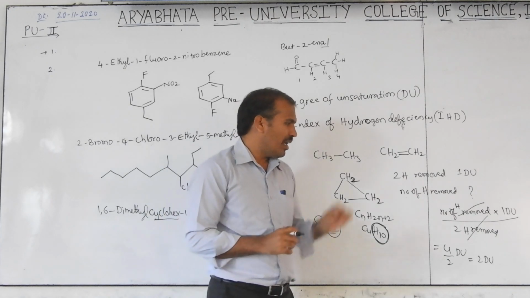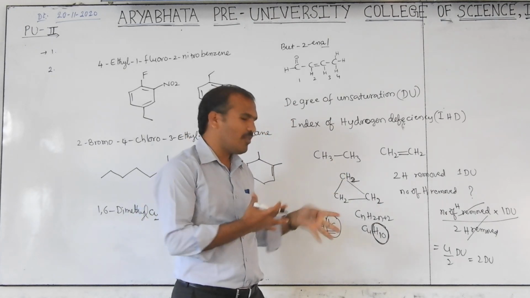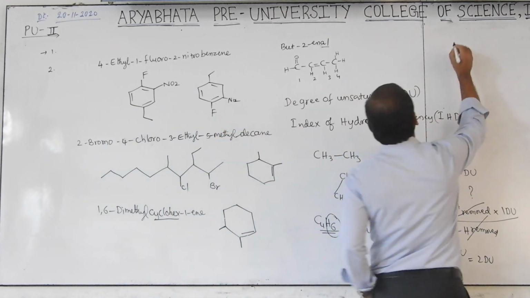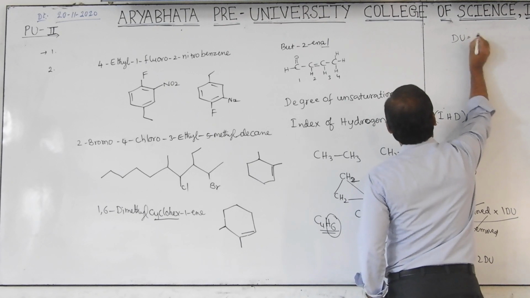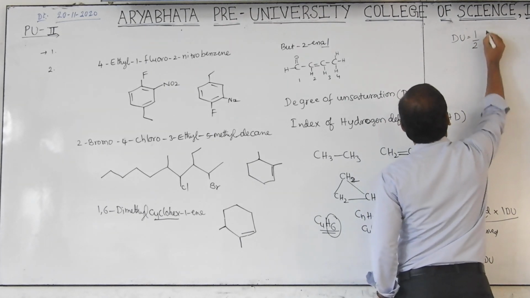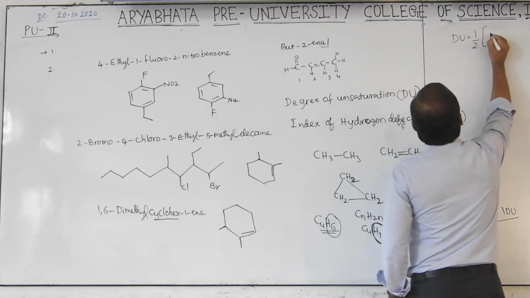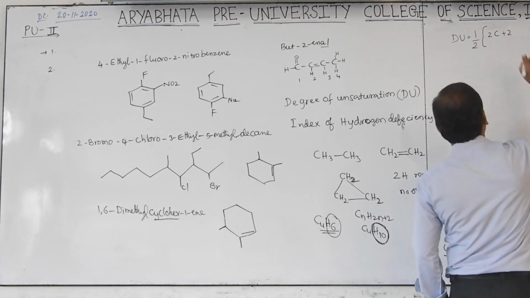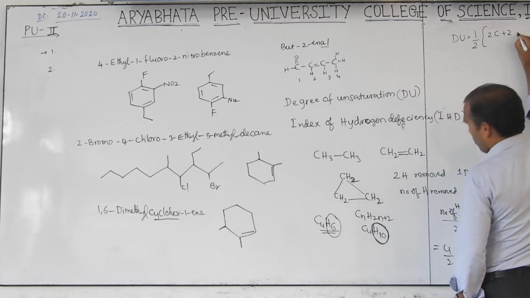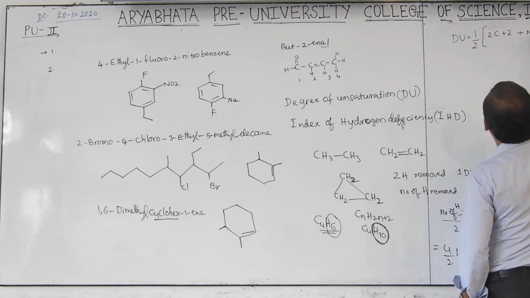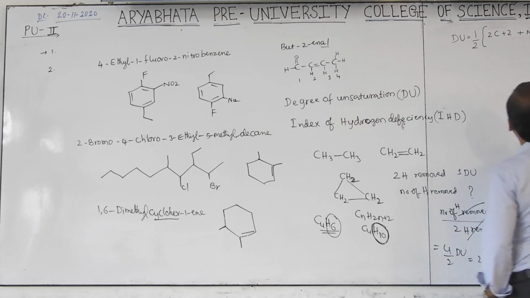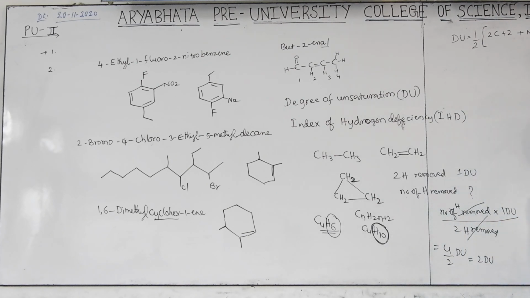But if you see any other objective book, it will not appear like this, because they give a simplified form, one formula. DU is equal to half of (2 into C plus 2 plus nitrogen minus hydrogen plus X). If a bracket is there, it's minus 1. This is the formula.